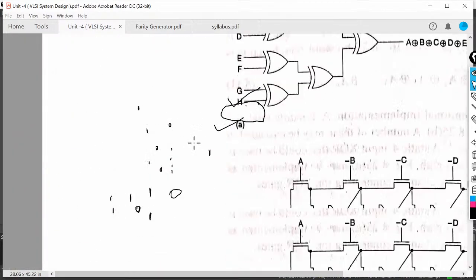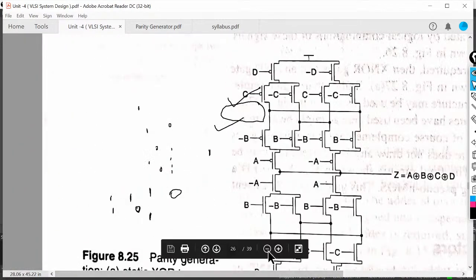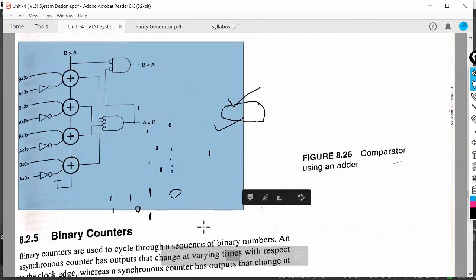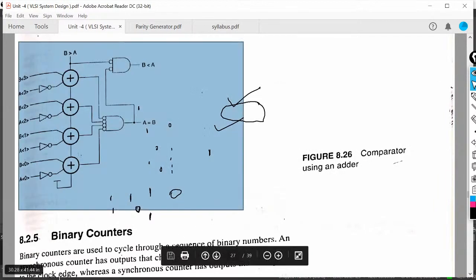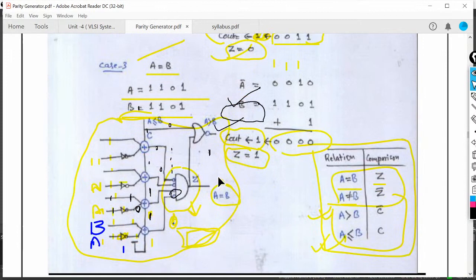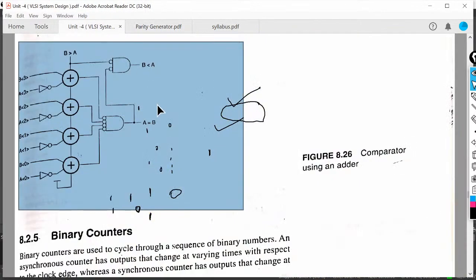In your Neil Weste book, this same diagram is also given here. You can see the three different output conditions given here. One is A equals B, one is A is greater than B, and one is A is less than B. Same as the combination that is given here. So I hope you all understand this topic, magnitude comparator, very well.